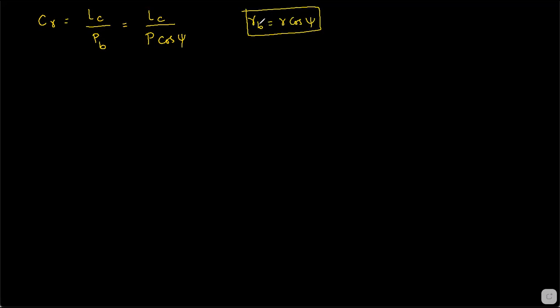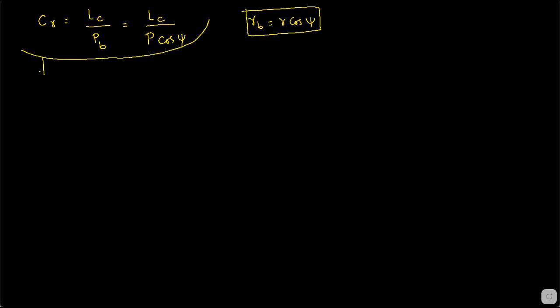Okay, this is not the actual reason. It is just to remember that PB is equal to P cos psi. We have derived this part in the previous class. So now we are going with why do we want more contact ratio? What is the reason that we found out this contact ratio?